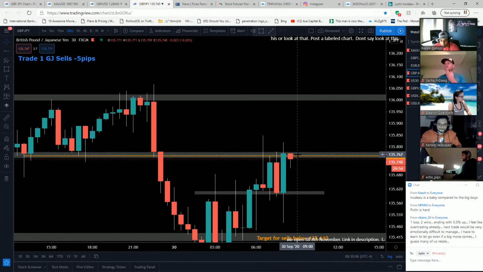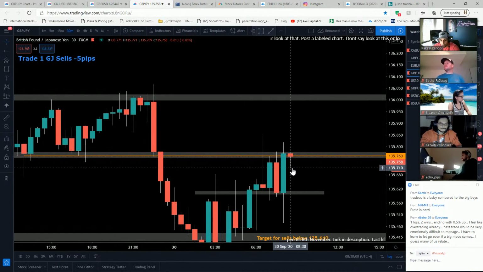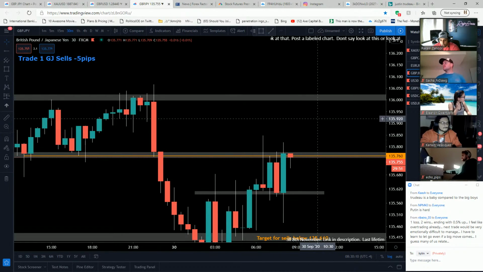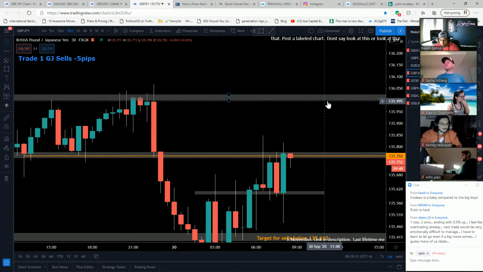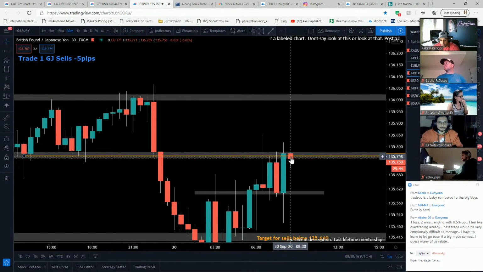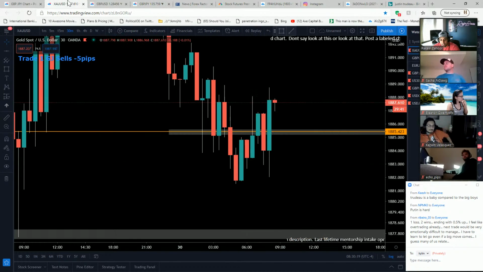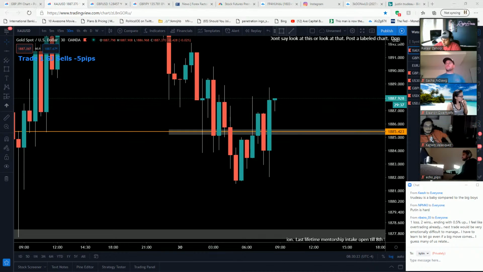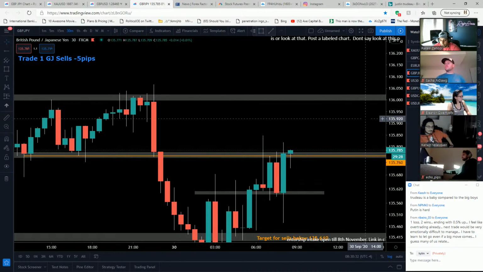Oh, wow, look at that. 8:30 came, price retraced, forming a liquidity wick to continue to 136. Holy. What a move by GJ over here, coming up right now in the next 15 minutes. But you know what? I'm not entering a trade at this point. No.